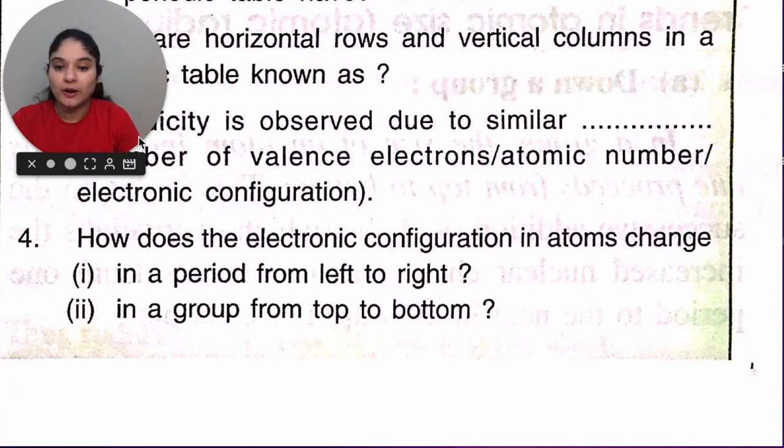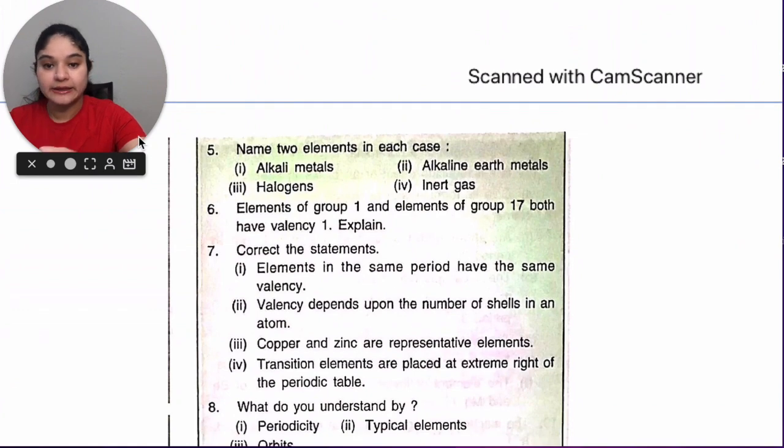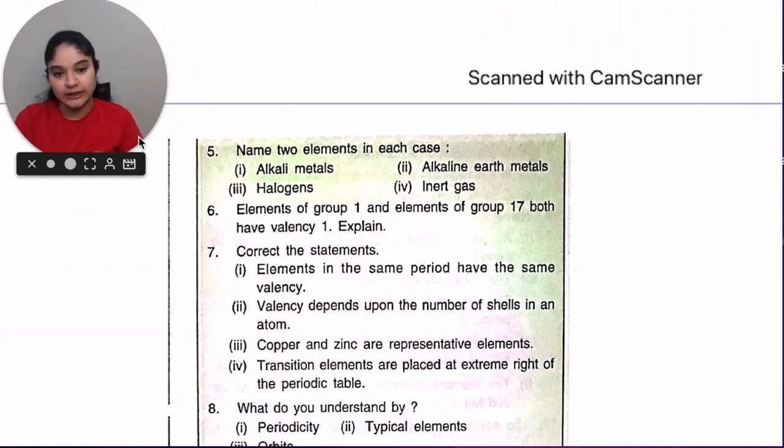When we talk about a group from top to bottom, the number of valence electrons will stay the same. That means if it is 1, it will stay 1 throughout the group. But the thing that changes here is the number of shells. The shells keep increasing by 1 as you go down a group. Let's move on to the next part. The next says, name the elements in each case, and the first is alkali metals. For alkali metals, you can pick up sodium and potassium.